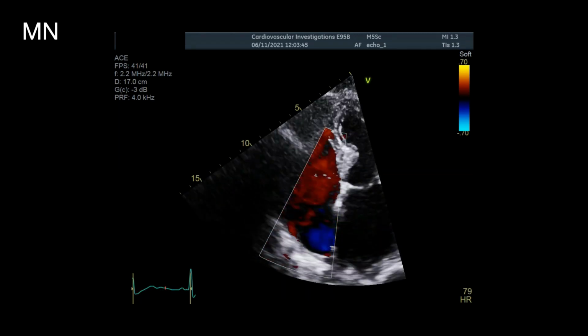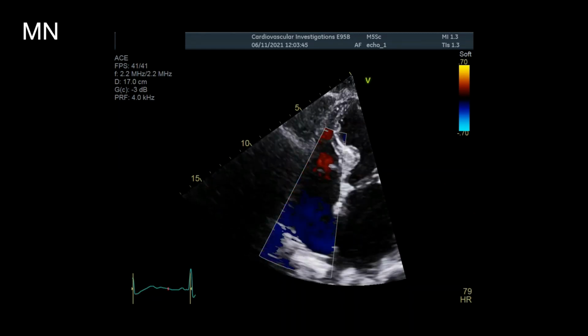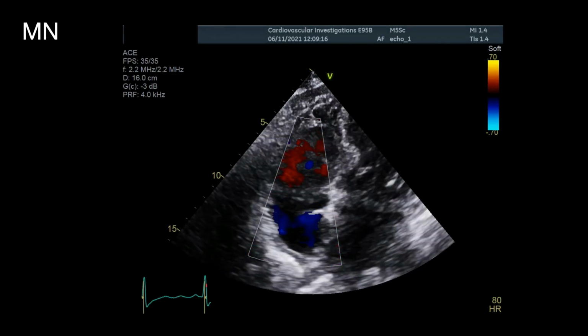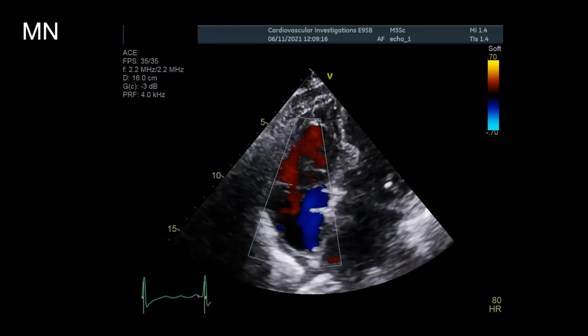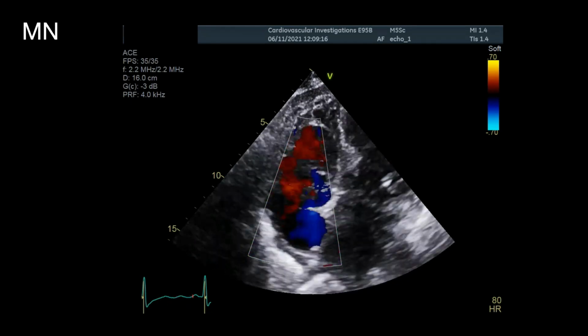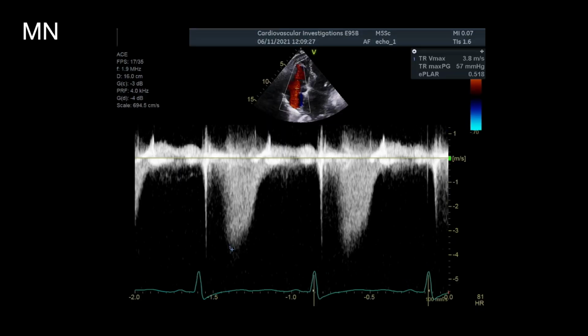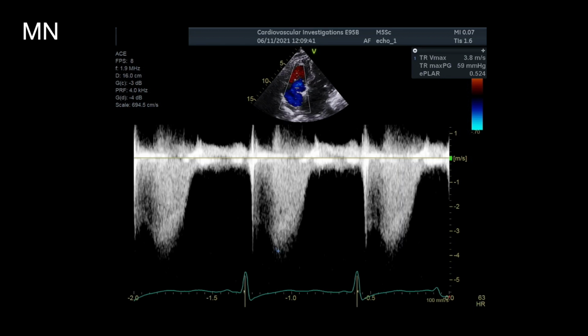Colour over the tricuspid valve, and you can see a big jet of TR heading back into the right atrium in systole. And the sonographer, whoever's doing it, has just tried to optimise that a little bit more, but there is a lot of TR there actually on colour flow Doppler. And CW through that jet shows a max pressure gradient of 57 millimeters of mercury, which is consistent with previous measurements. And 59.